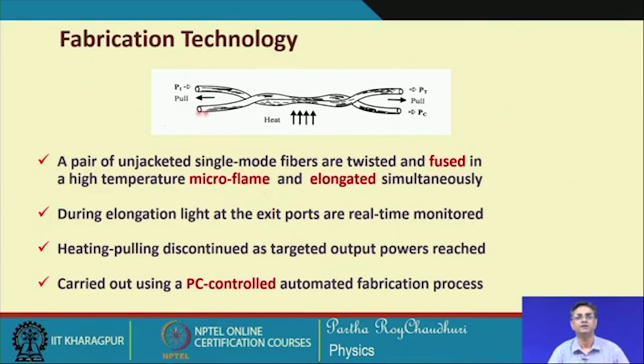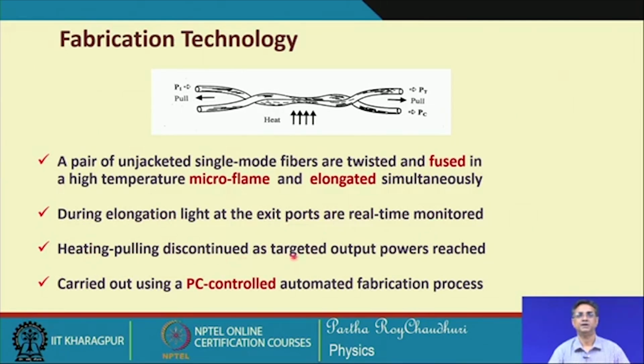As for the fabrication technology, how we realize such a coupler: you have two optical fibers which are removed from their plastic jacket and then heated in a microflame, then simultaneously elongated. The method is called the fuse pull taper method, because you have to fuse, you have to pull and you have to taper. So, this fuse pull taper method is a very reliable and very widely used technique to make these fused fiber coupler devices.